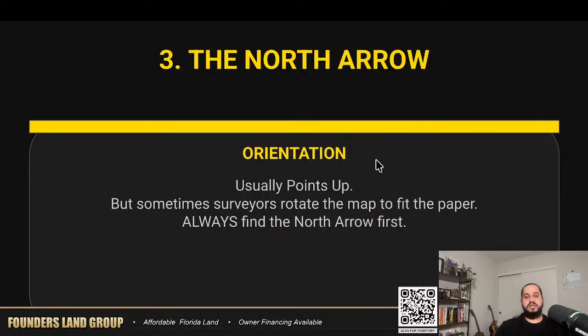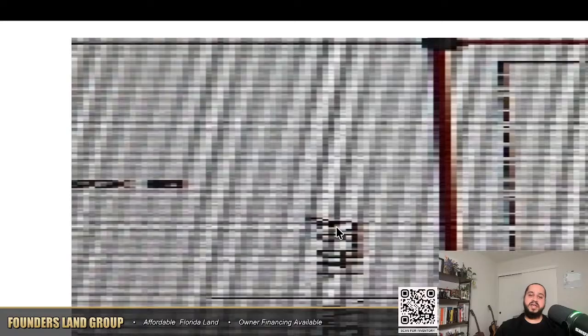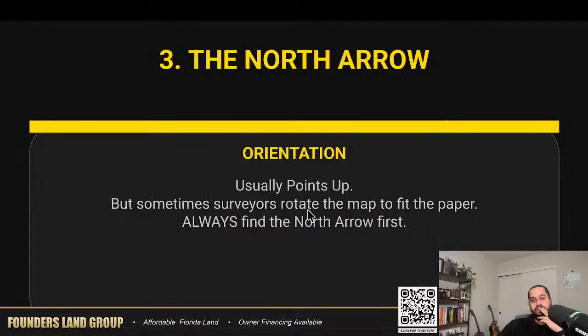Let's see. As blurry as this is, you will see a lot of times there will be a certain number like 148 or 170 feet, and that is what the scale is translating into. Orientation: many times, how we say find a north star, this is the north arrow. It usually points up, but sometimes surveyors rotate these maps to fit the paper. Always find the north arrow first.